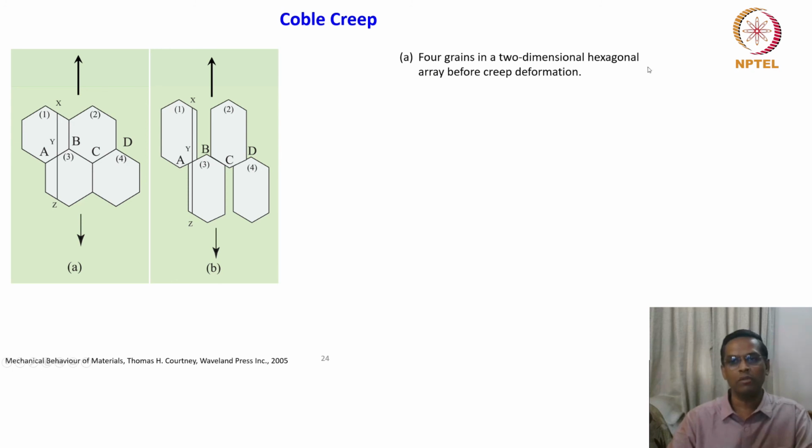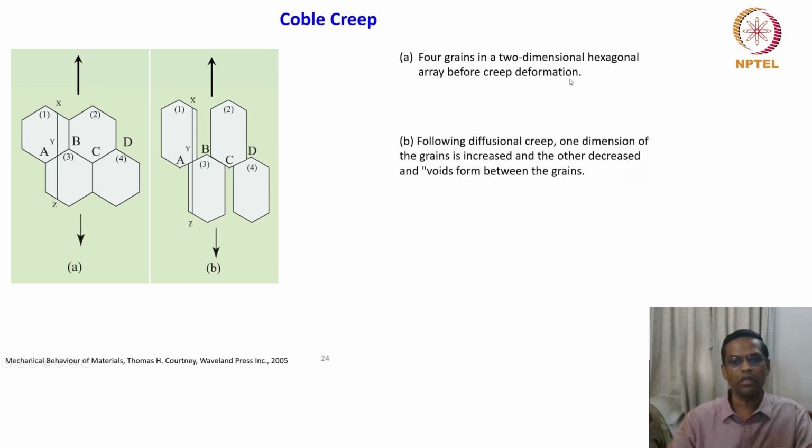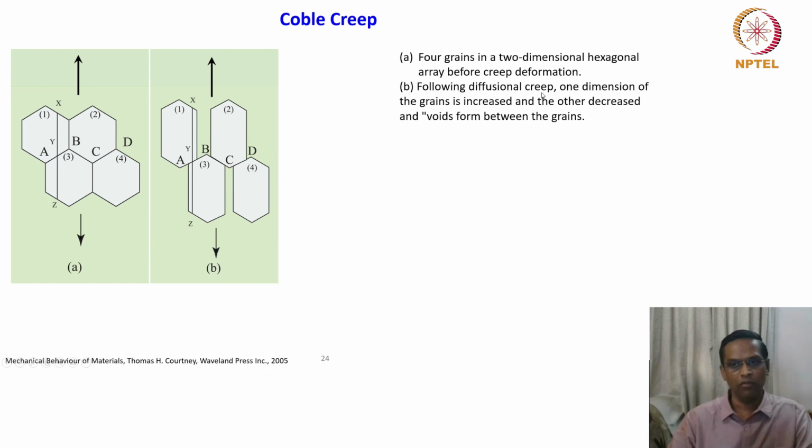4 grains in a 2-dimensional hexagonal array before creep deformation. Following the diffusional creep, one dimension of the grain is increased and the other decreased and voids form between the grains. Suppose you assume that you are pulling in the tensile direction, then what happens? All these grains will try to elongate in this tensile axis. Then because of that, what happens? The voids are getting created here.